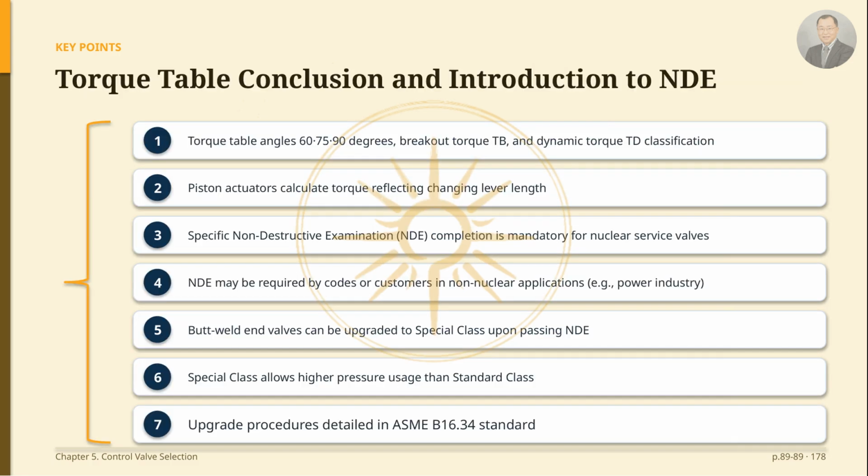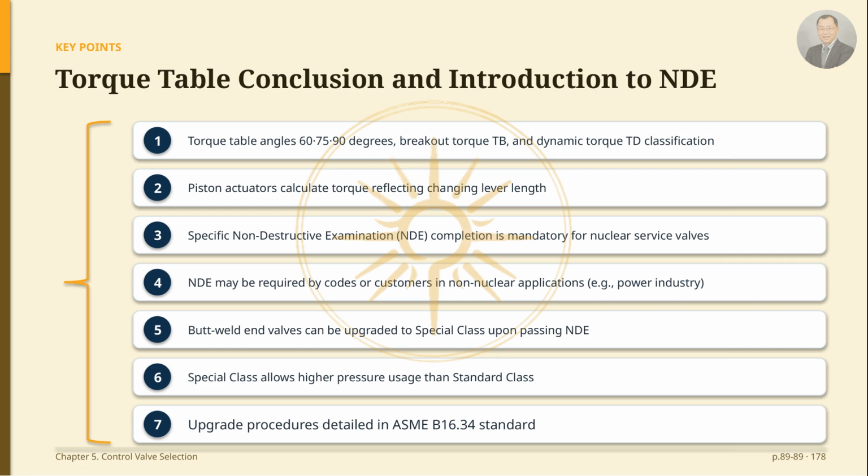I will now introduce the final part of the torque table and the introduction to non-destructive testing. In the table, breakout torque TB and dynamic torque TD are distinguished for rotation angles of 60, 75, and 90 degrees, and piston actuators reflect the lever length that changes with rotation in the torque calculation. Next, we cover non-destructive testing.